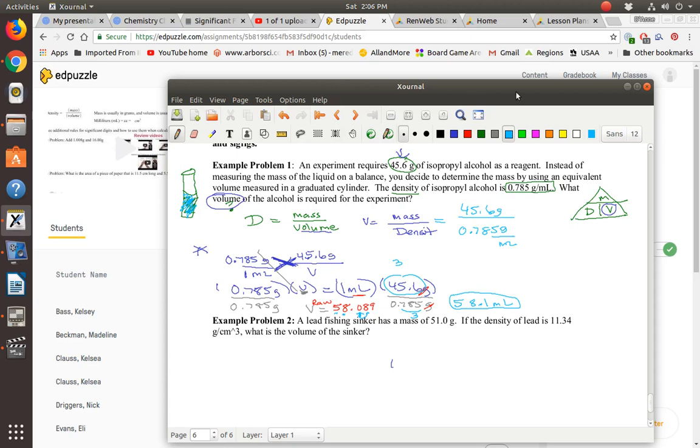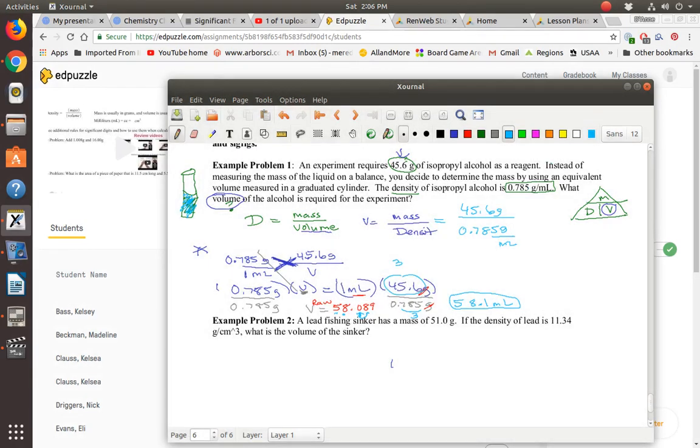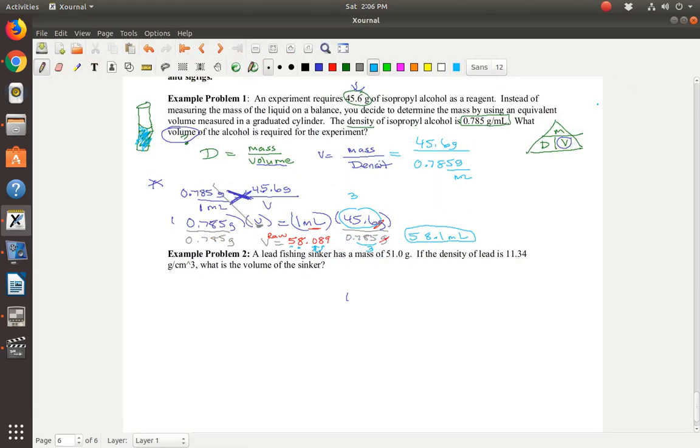Oh, sorry, my cursor is not, no, cancel that. I wanted to get big. There we go. My cursor is giving me some fits right now.